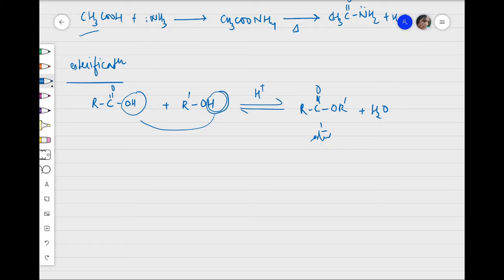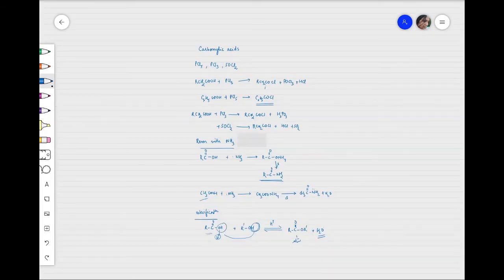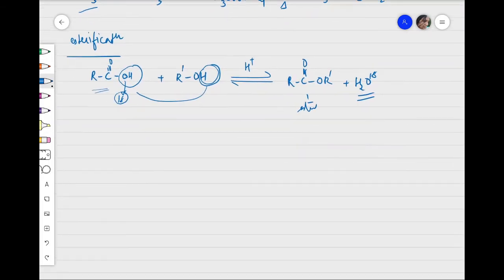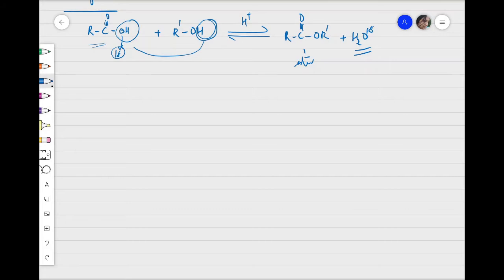Now it has been shown that it is the OH of the acid that goes to form the water molecule, because if I take the O18 isotope and replace the OH of the acid with O18, it will be seen that the radioactive one will be seen in the water molecule, which shows that it is the OH of the acid which combines with the H of the alcohol.